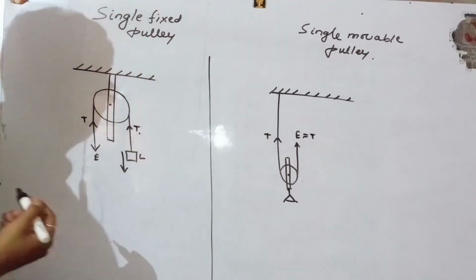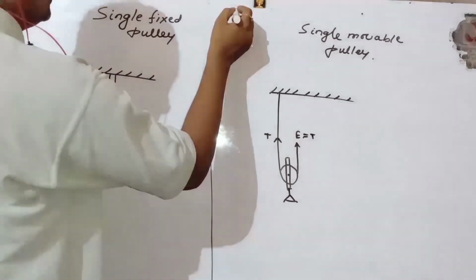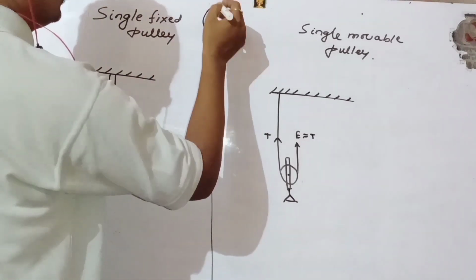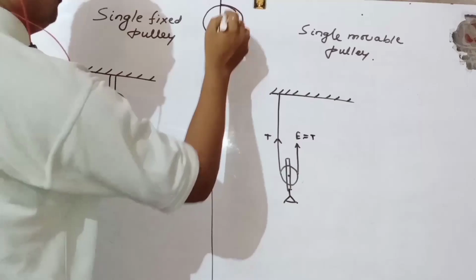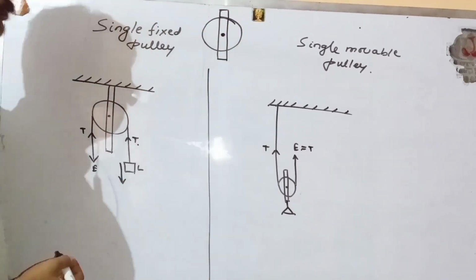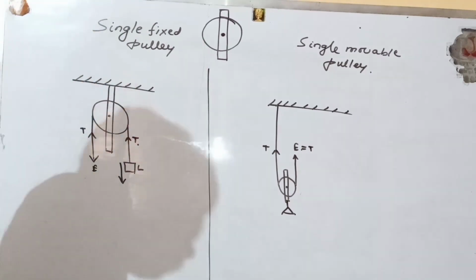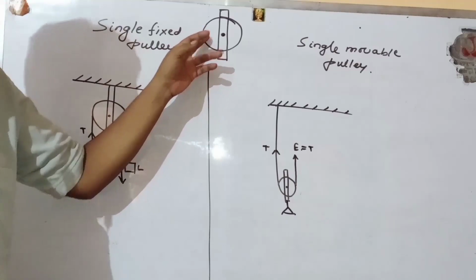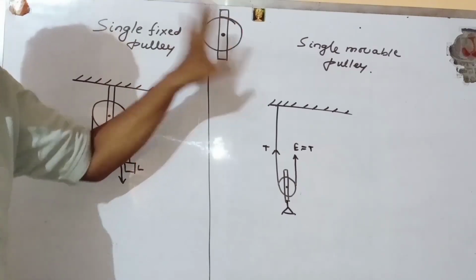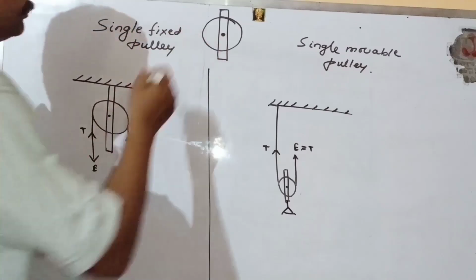Let us discuss the pulley. What is a pulley? It is a circular disc having a block and one axle. This circular disc can be made of wood, plastic, fiber, anything. This is called the block, and this is called the axle.